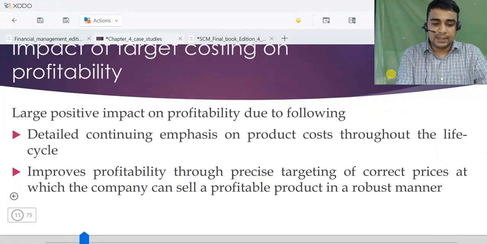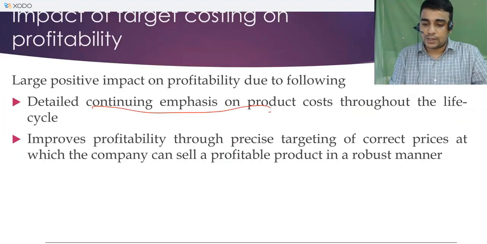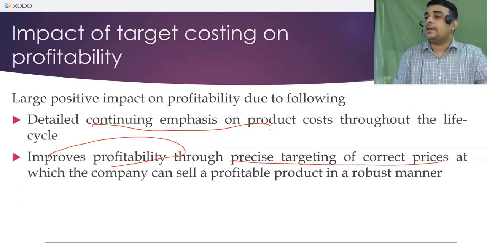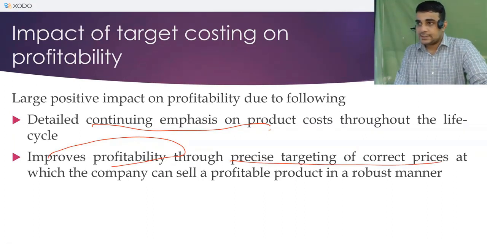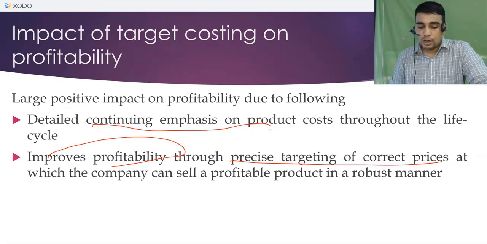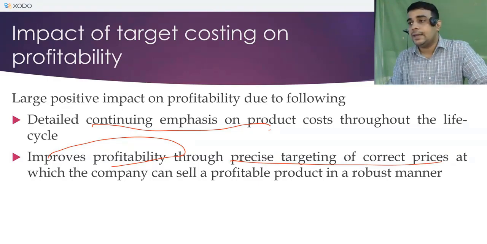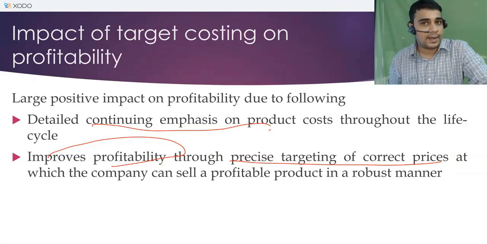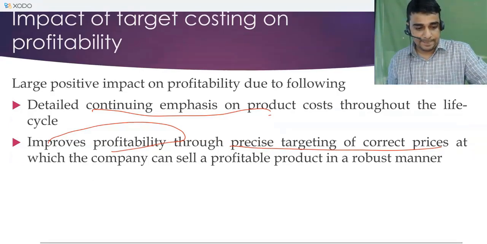Detailed, continued emphasis on product cost throughout the life cycle improves profitability through precise targeting of correct prices, at which the company can sell a profitable product in a robust manner. It's very critical that you get the right price. If you set a wrong price, obviously you are again going to fail in the marketplace.